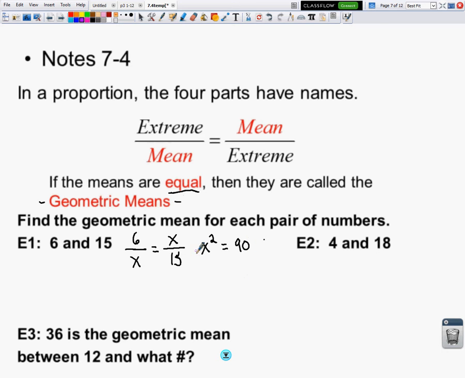The opposite of squaring something is taking its square root. But remember that when I take the square root, it produces both a positive and a negative. What should I do with this square root of 90? I should simplify it. What will go into 90 that I can take the square root of? 9. It goes into it 10 times. But what is the square root of 9? So this becomes plus or minus 3 square roots of 10.